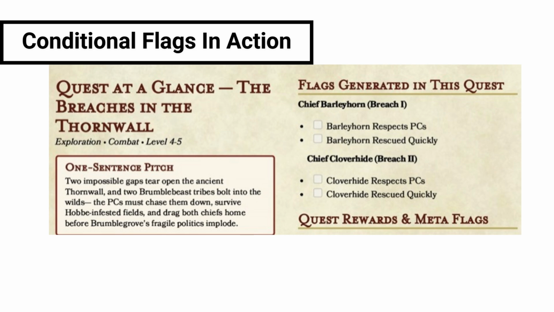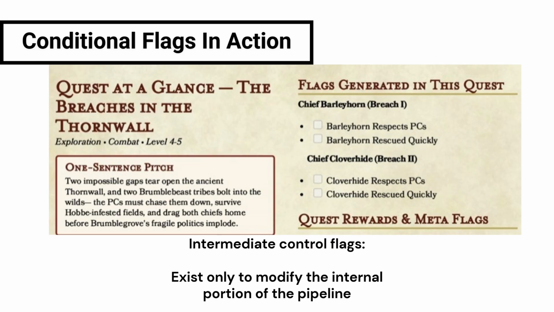However, they're still critical. Why? Because they modify later decisions. They change who will support the party politically, who will intervene later, and who will have the authority to disrupt or stabilize later outcomes. These are intermediate control flags. They exist to shape the internal behavior of the pipeline.